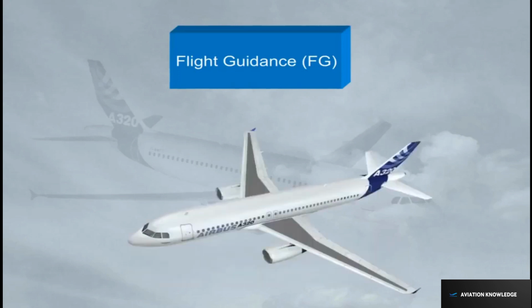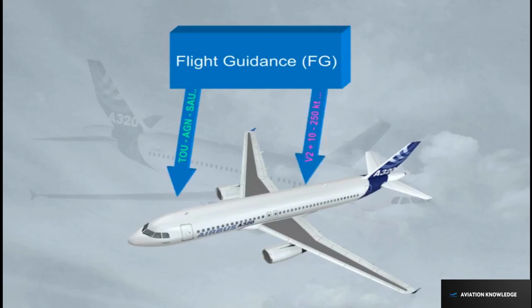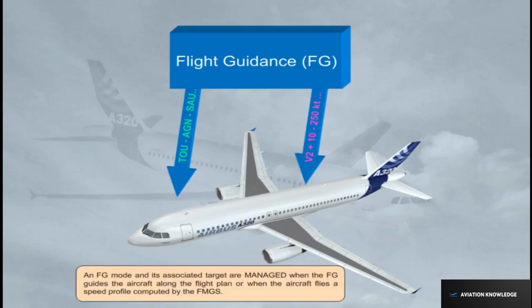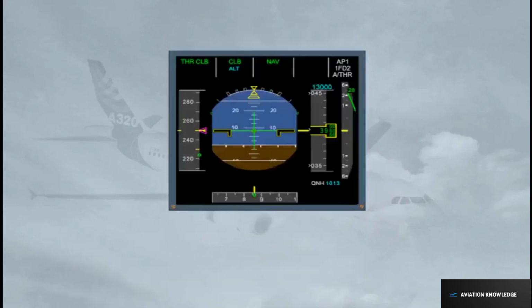An FG mode and its associated target are managed when the FG guides the aircraft along the flight plan, or when the aircraft flies a speed profile computed by the FMGS. In this example, navigation mode is the managed lateral mode, which allows the FG to guide the aircraft along the lateral flight plan. Climb mode is the managed vertical mode, which guides the aircraft along the vertical flight plan.